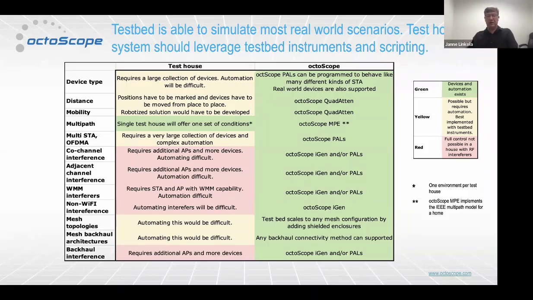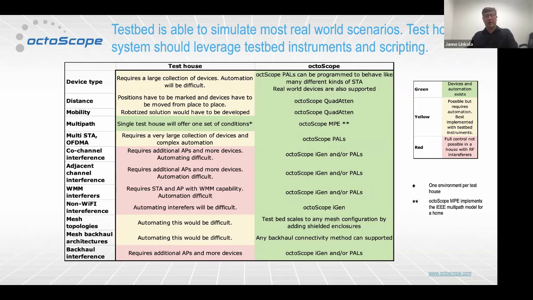Green means that we believe that real world phenomenon is easily replicated in that test environment. Devices and automation exist. Red means there are some fundamental issues with the testing methodology at the level of the real world phenomenon. And then yellow, let's talk about the yellow in a second.